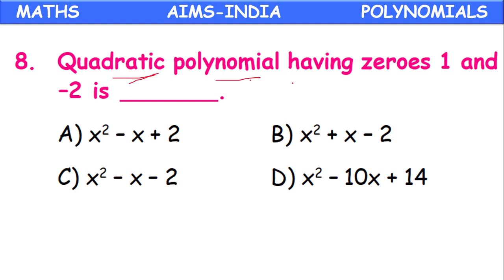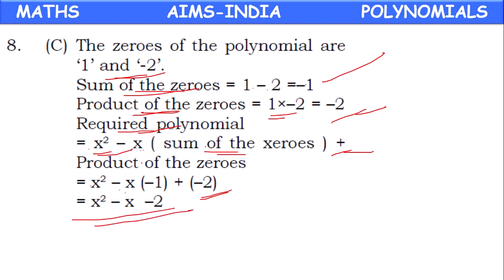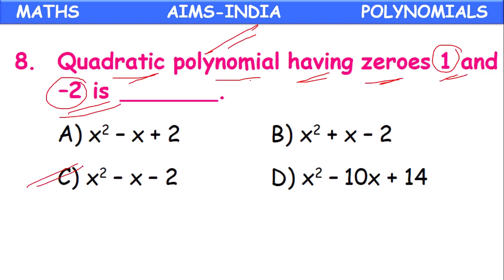The quadratic polynomial having zeros 1 and minus 2 is: if the zeros are 1 and minus 2, then what is the quadratic polynomial? What is the sum of zeros? Zeros 1 and minus 2, so minus 1. What is the product of zeros? 1 into minus 2 is minus 2. What is the required polynomial? x square minus x into sum of zeros plus product of zeros. So x square minus x into sum of zeros minus 1, product of zeros minus 2. So x square minus x minus 2. So C option, x square minus x minus 2.